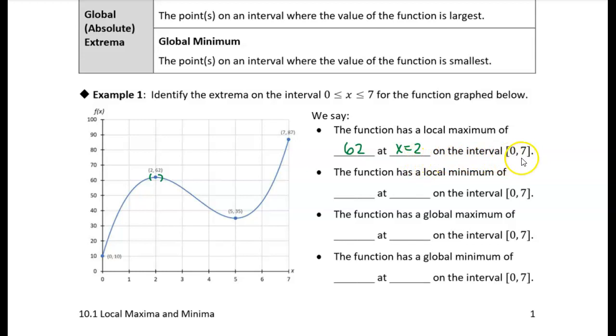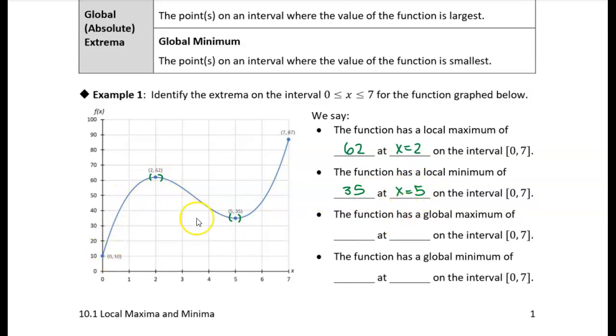This is on the interval from 0 to 7. That would be considered a local maximum because this point is bigger than any of the points near it. We can say that we have a local minimum down here. If I look at any of the points just next to this point, it is smaller than any of the points near it. So we can say that this function has a local minimum of 35 at x equals 5.